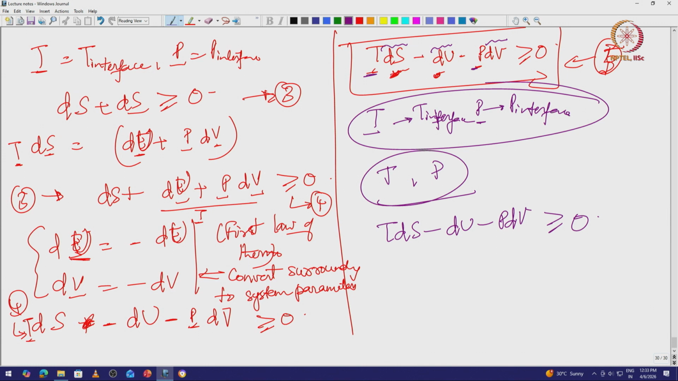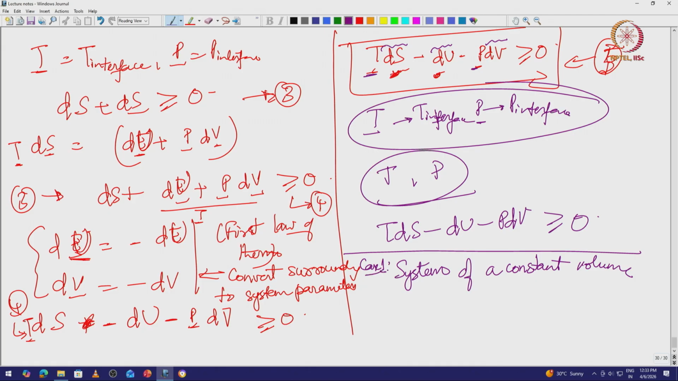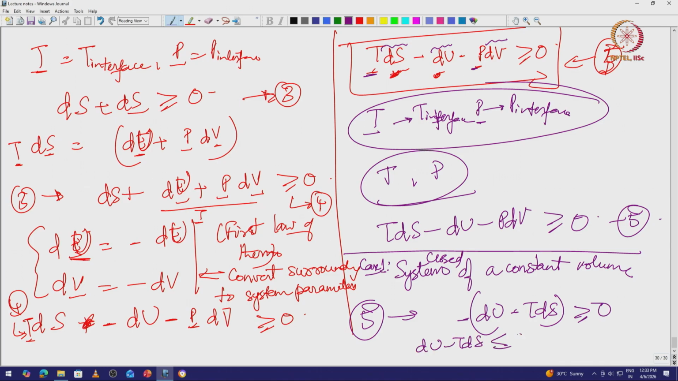Okay. All right. So now let me then say that I have a system, okay, of a constant volume. Okay, this is case 1, closed system, right. So, which means the system can exchange its energy with the surrounding, but this closed system has a constant volume. Then this equation, which is the same as equation 5, transforms to minus du plus T ds is greater than or equal to 0, or du minus T ds is less than or equal to 0. Okay?